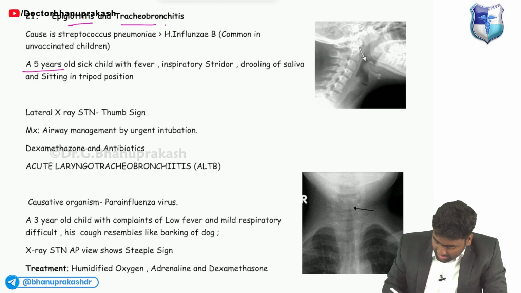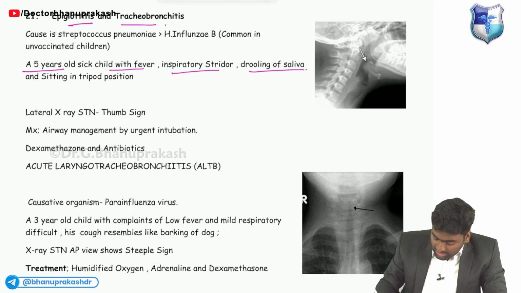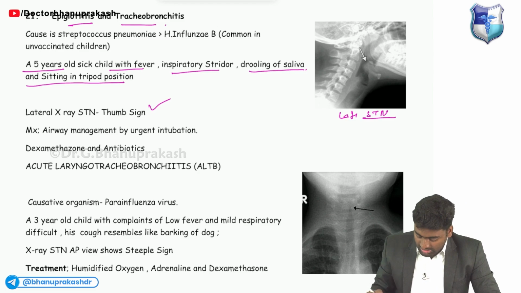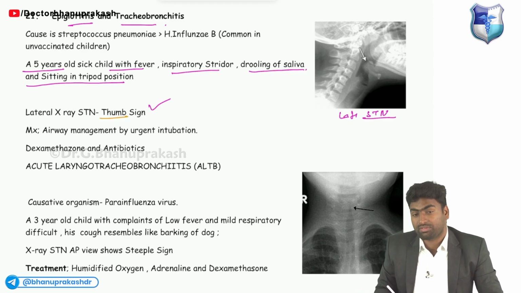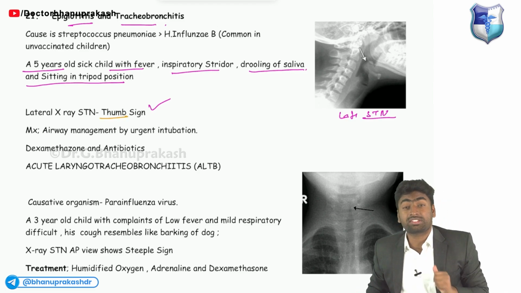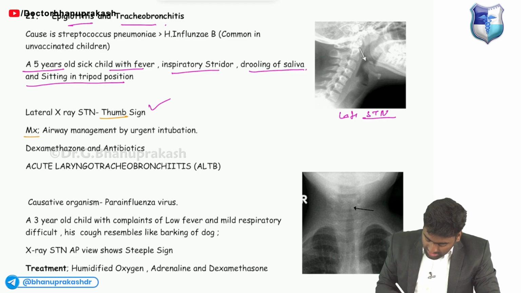There is a 5-year-old child with fever, inspiratory stridor, and drooling of saliva. And then there is the thumb sign, which you will see on the lateral soft tissue neck X-ray. Next, what is the management you will do?